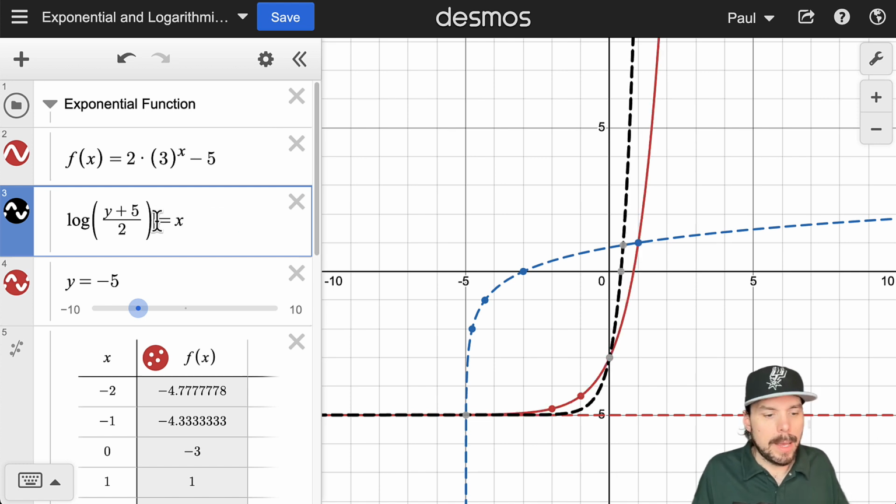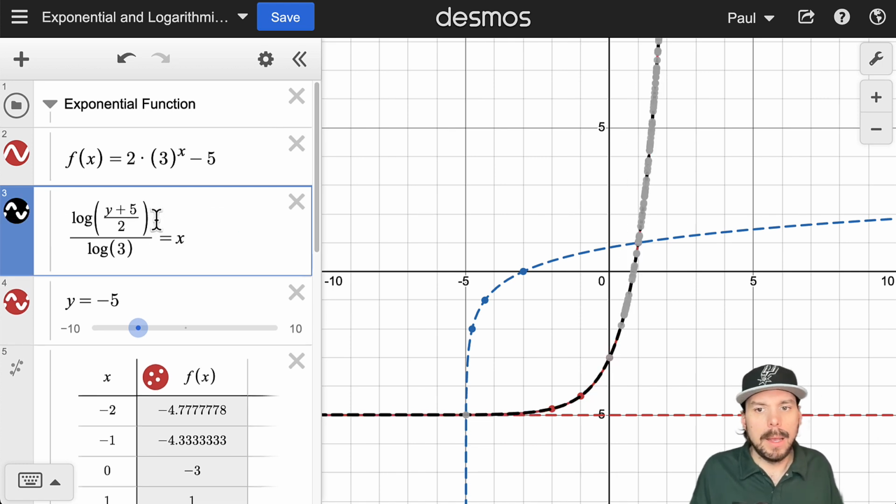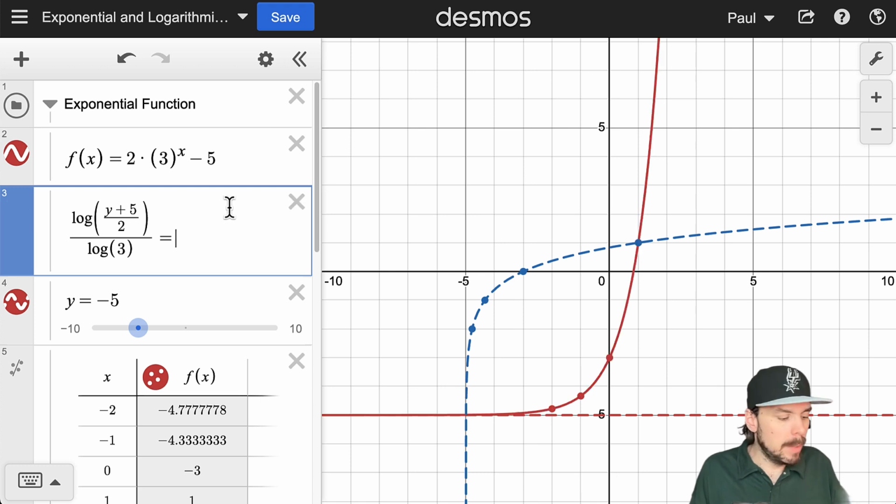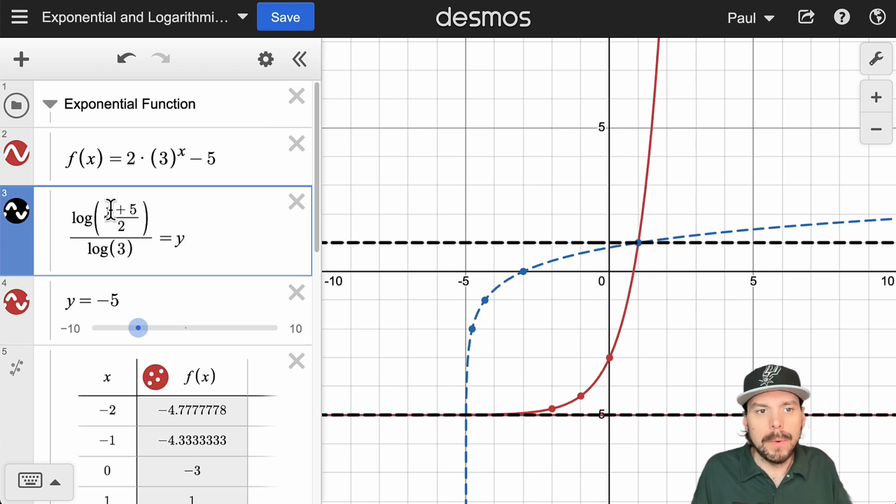So I can divide that off of each side. And now I am solved for x. So my very last step would be swapping x and y to really turn this into an inverse function. If I get y by itself, by doing that swap, I've got it. Some people will do that swap first and then solve for y.